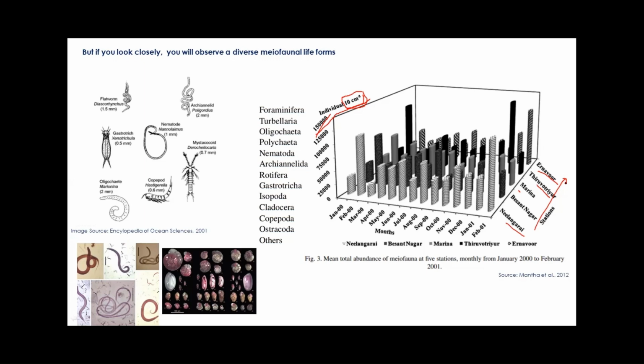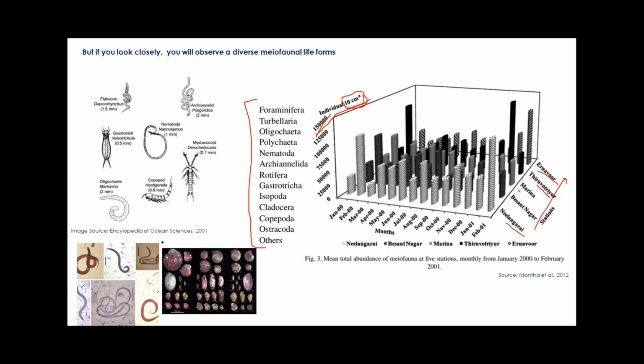Okay. So I hope I am clear now that it is not true that sandy beaches are devoid of wildlife. There is meiofaunal diversity in much more abundance. And what are these meiofauna? So see that there are foraminiferans, polychaetes, nematodes, rotifers, gastrotrichs, isopods, ostracods, copepods, and several other meiofaunal groups.